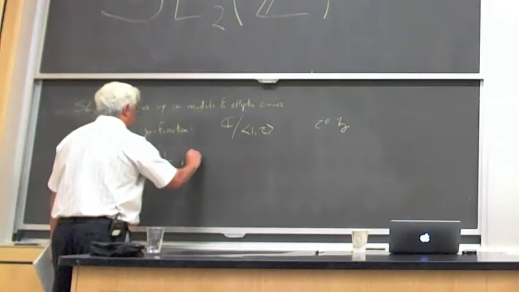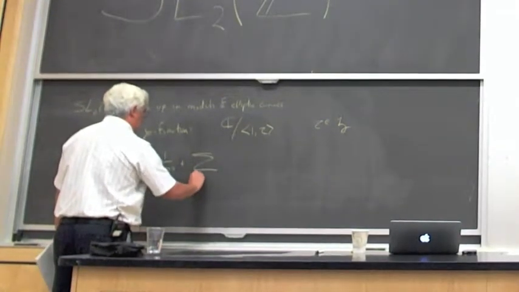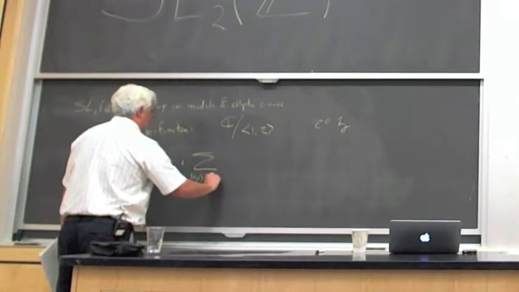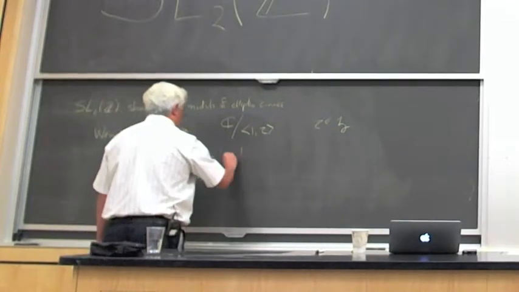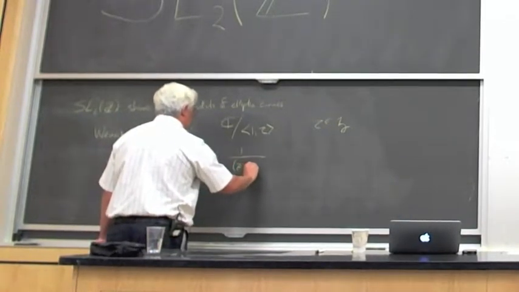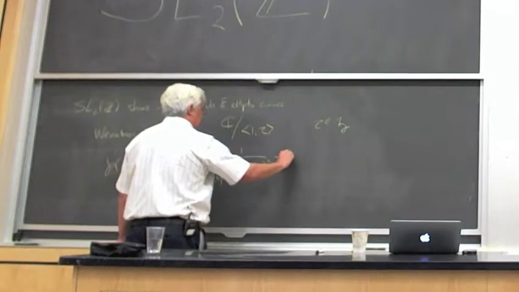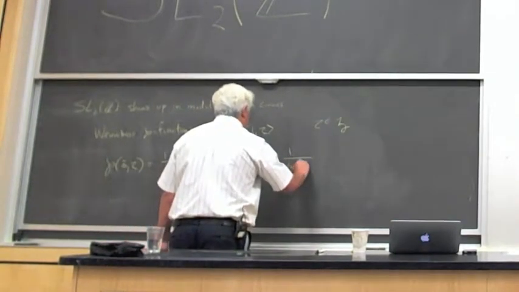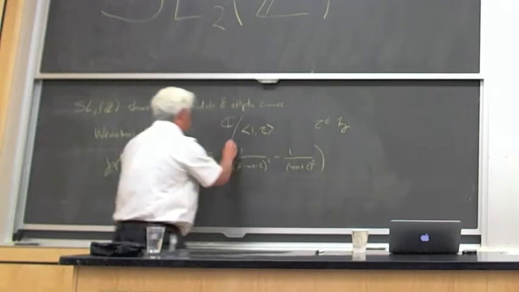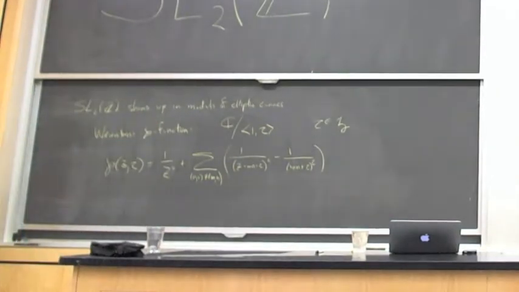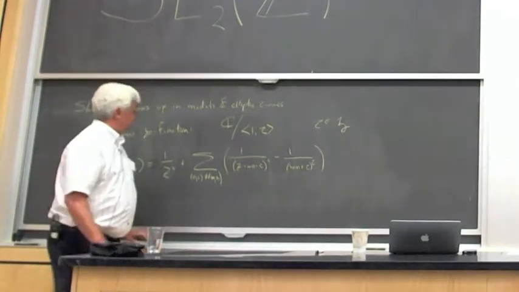This is 1 over z squared plus the sum over non-zero pairs of integers of 1 over (z minus m minus n tau) squared. But to get it to converge, you have to subtract 1 over (m plus n tau) squared from those terms. And then you get a meromorphic function with a single double pole at each lattice point, and this sum is absolutely convergent on compact subsets of the complement of the lattice.